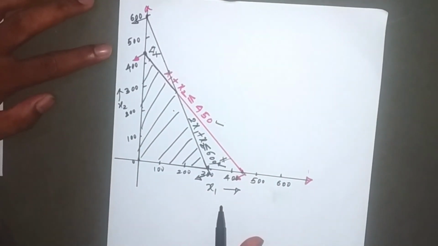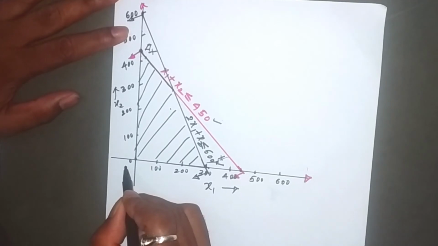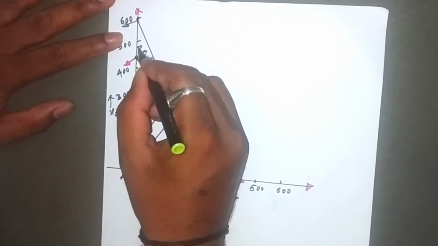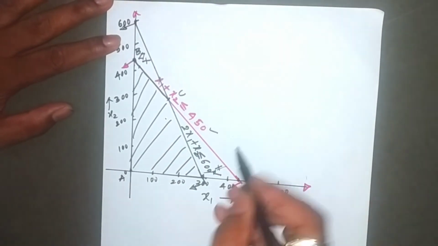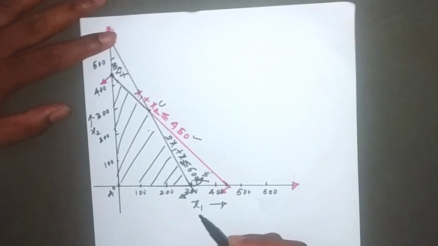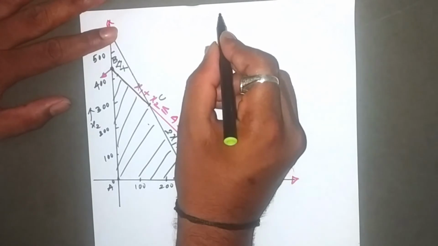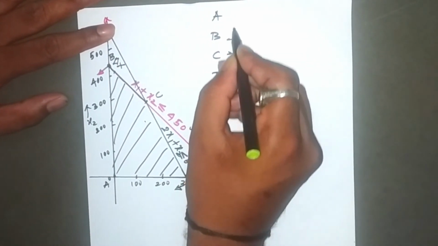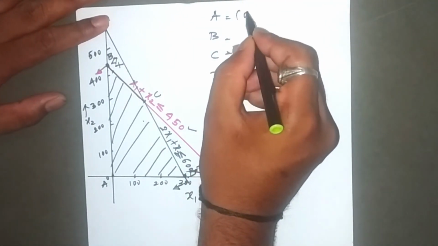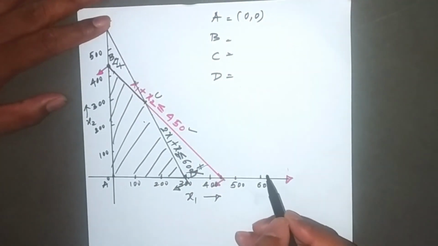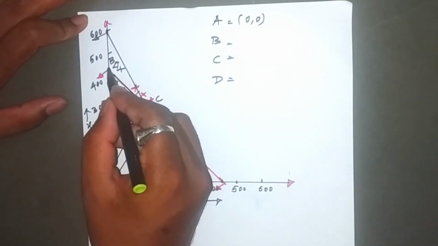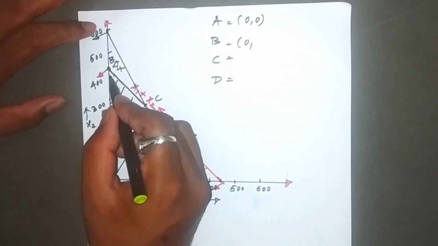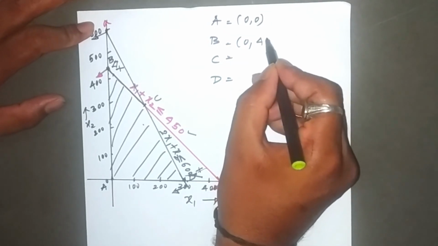After this, you note down the coordinates of that feasible region. So this is the origin. I'll call this A, this B, this C, and this D. I'll separately write down the coordinates of A, B, C, and D. A is the origin, so x1 comma x2 is 0 comma 0. For B, x1 is 0 on this, and the x2 value is 450.